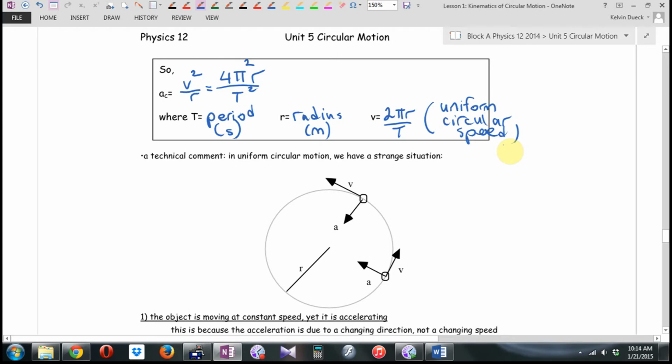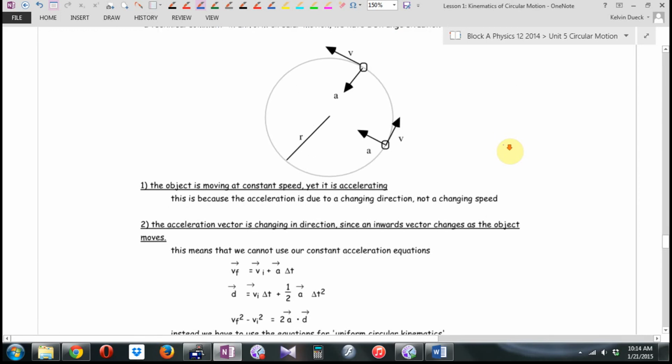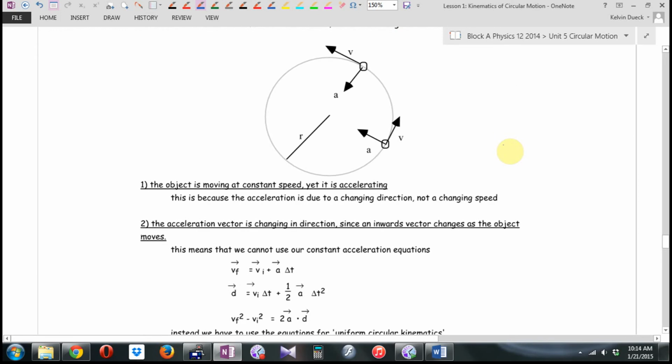So what that means is in uniform circular motion, we've got a strange situation. The object is moving at a constant speed, but it's also accelerating. Why? Because its direction is changing, not its speed. And the acceleration vector is constantly changing in direction, and it's never going to be in the same direction as the velocity, which means we cannot use our constant acceleration equations.